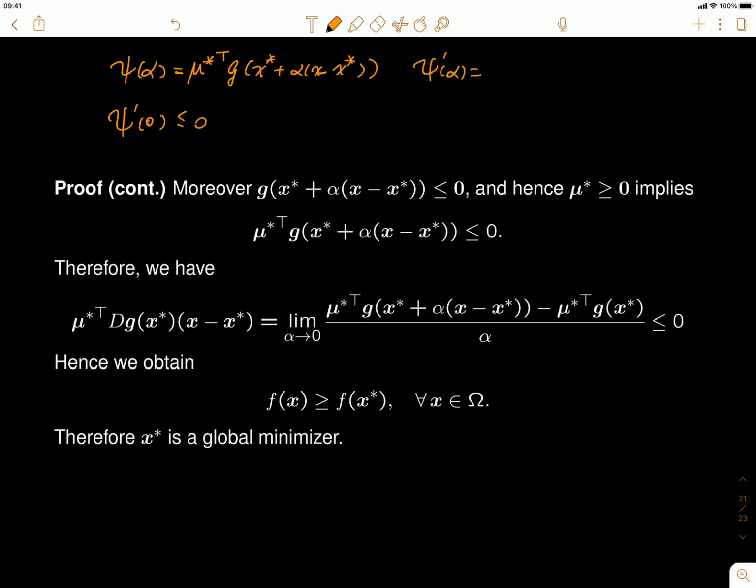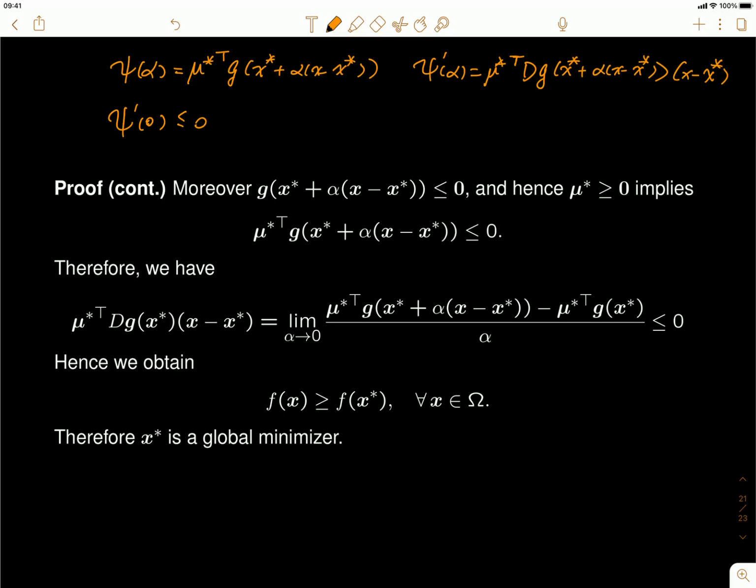But the psi prime at alpha, we take the derivative with respect to alpha, we're going to use the chain rule. The alpha is only in g, so I keep the mu star transpose and then take the Jacobian of g and evaluate it at x star plus alpha (x minus x star). And then I will need to take the derivative of the inside with respect to alpha, which is x minus x star. So I will have x minus x star.